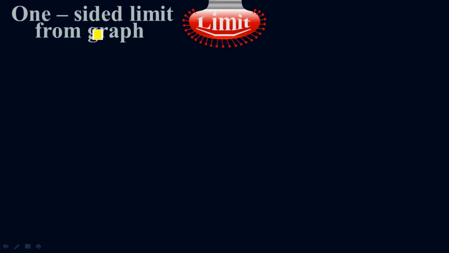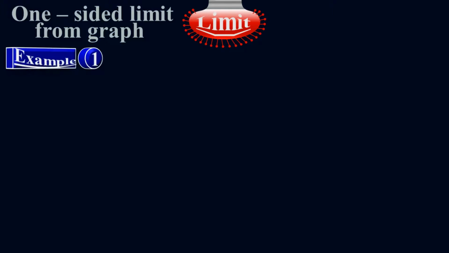One-sided limit from the graph means that when you have a graph, you can come either from the left side or from the right side. It has to be only from one side to find the limit. Therefore, it is called one-sided limit from the graph. So let me do some examples to find the one-sided limit from the graph.